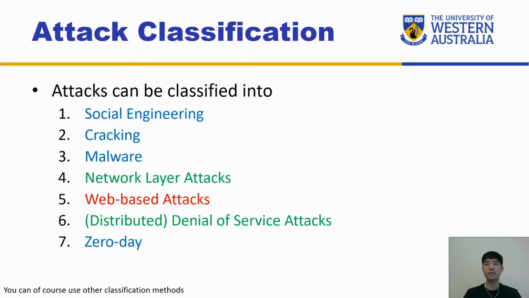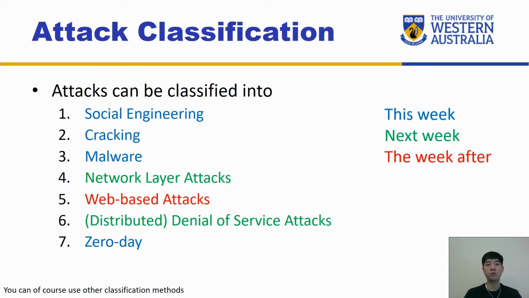Hello and welcome back. In this video, we're going to start looking at specific attacks. But first, I'll show you some overview of the classification. Here we have 7 different categories: social engineering, cracking, malware, network layer attacks, web-based attacks, denial of service, and zero-day. So what we'll do is, in this week's video series, we'll cover all the items in the blue.